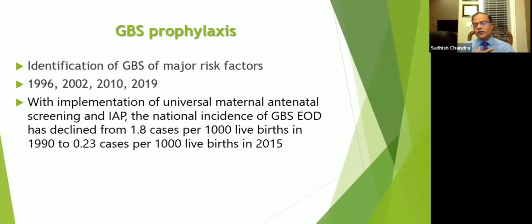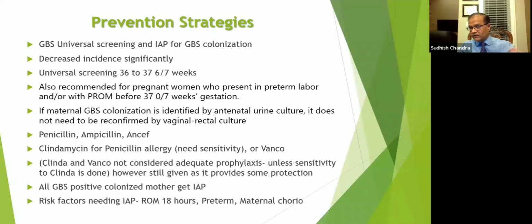So I'll just say something about GBS prophylaxis, because I know there are some microbiologists and pathologists there. I do not know if you do GBS prophylaxis in India, or whether it is done quite commonly or not. GBS is a major factor. In '96, they came out with a way to decrease it by doing universal screening for the mothers. And it has been revised subsequently in 2002, 2010, and 2019. With that, the incidence has gone down from almost 2 to 3 per 1,000 to only 0.23, which is a great achievement.